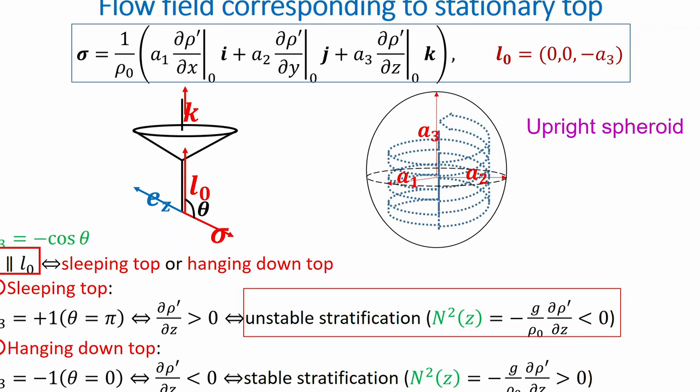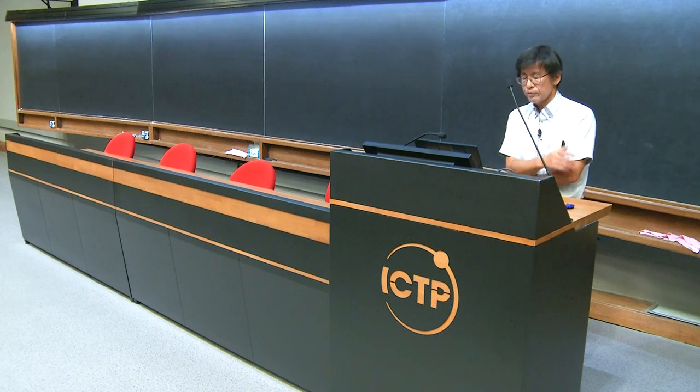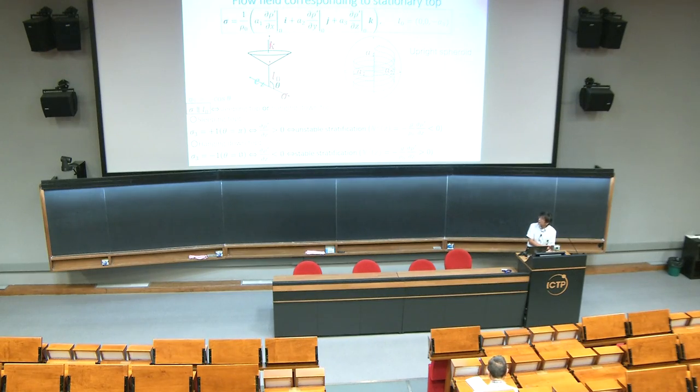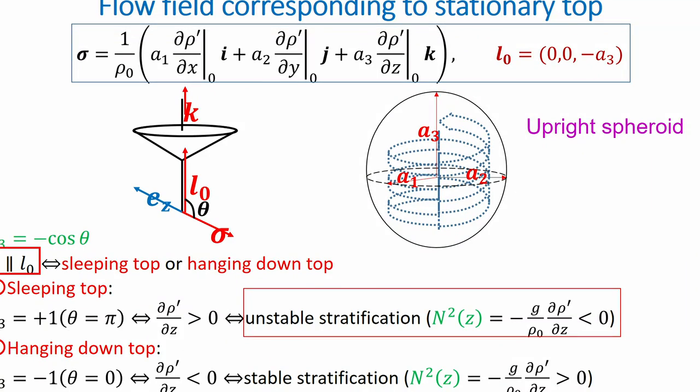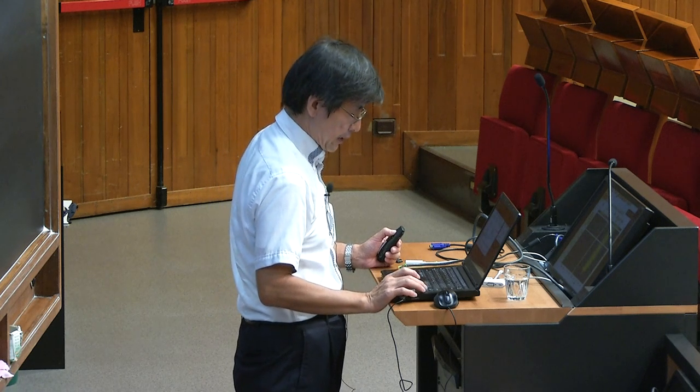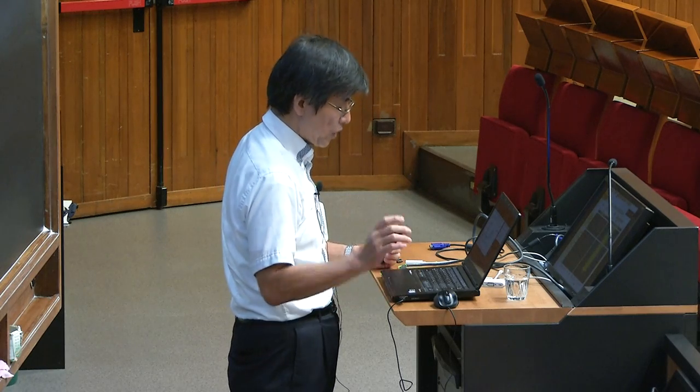For example, for simplicity, if you consider an upright spheroid, and then also consider the symmetric top, then in the upright case, this top axis is simply directed along the g-axis built from the body frame. Then there are two steady solutions. One is where this third component is one. This corresponds to the unstable stratification. And this is actually the sleeping top. And the other steady solution is where the center of gravity is just below the fixed point.